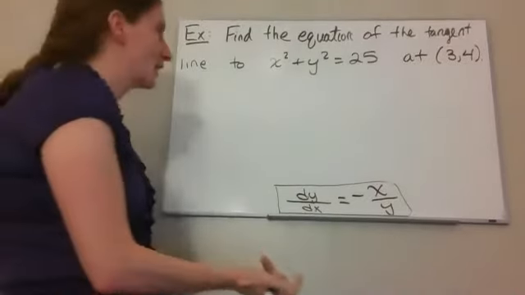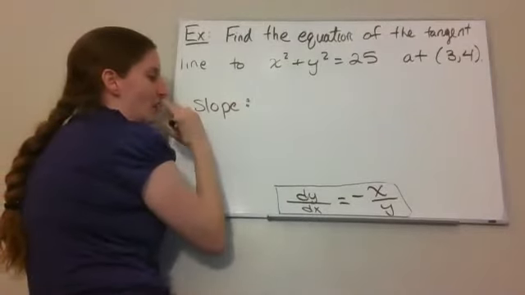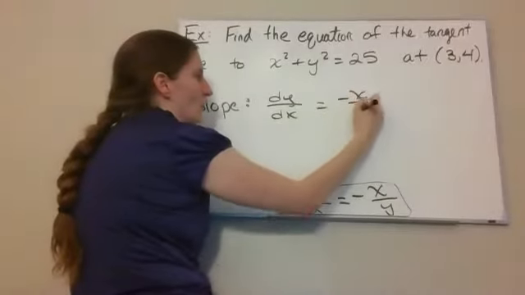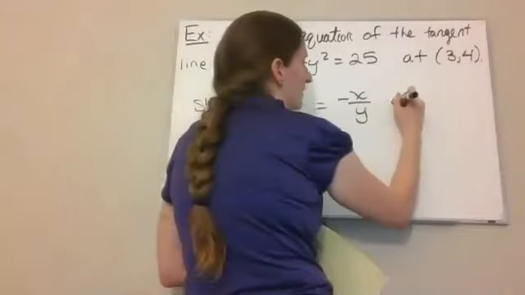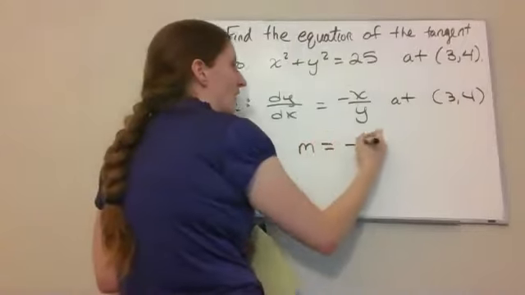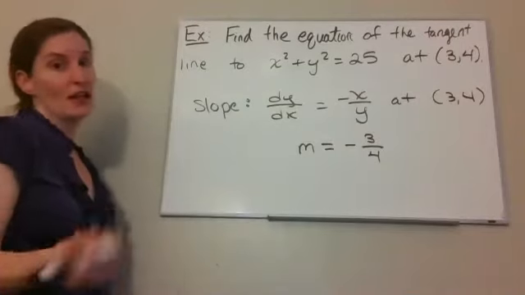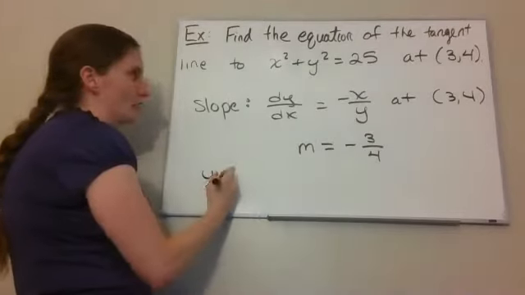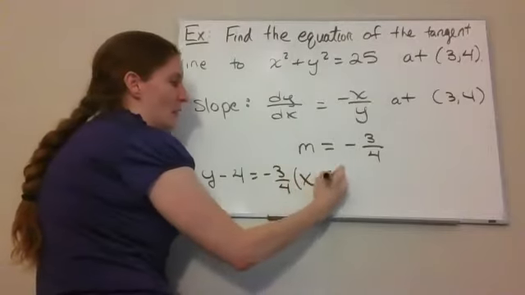So that means I can write that my slope is equal to my dy dx, which is negative x over y. But at that point, we get that my slope is negative 3 over 4. So that's the slope of my tangent line. And now I can just use point slope form to write the equation of my line. Y minus 4 equals my slope times x minus 3.